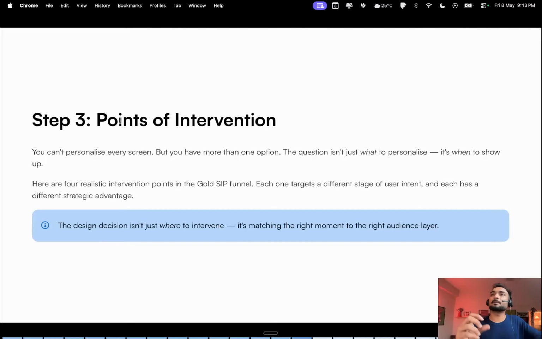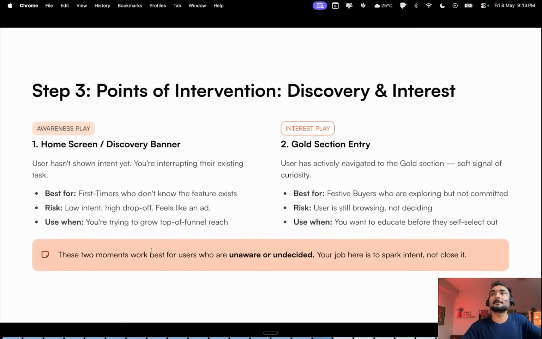So what is the point of intervention? Let's understand this: we can't personalize every single screen. But we have a number of interventions throughout the product, throughout the journey, and we can actually pull different levers. Imagine this: discovery and interest. Where can we put in an intervention for gold?